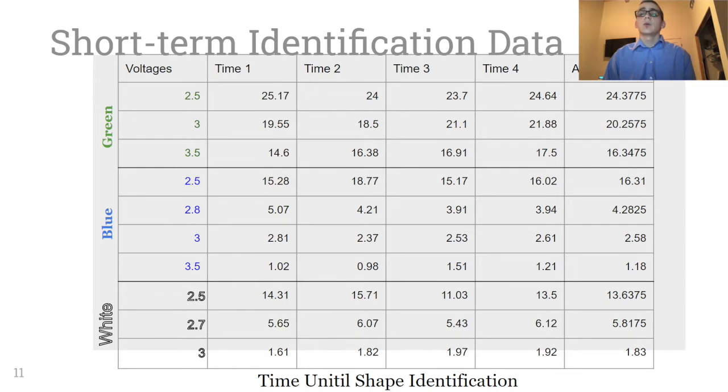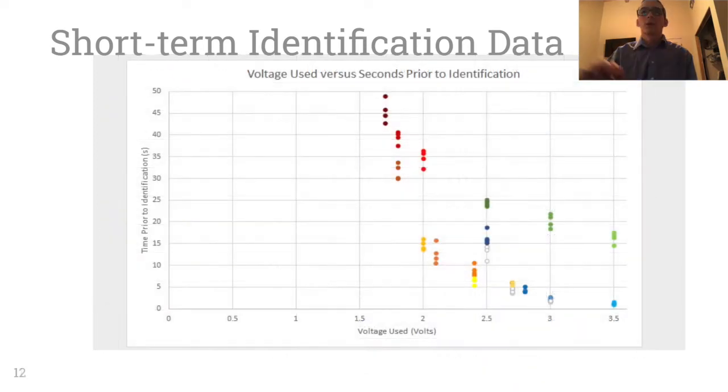However, getting down to 1.18 seconds, I thought was fairly good for what the LED had. Finally, the white light: the voltages I used for it were around what I used for green and the lower end of blue. It performed similarly to blue, with its lowest voltage having around 13.6 seconds on average, and the highest voltage used for it at 1.83 seconds.